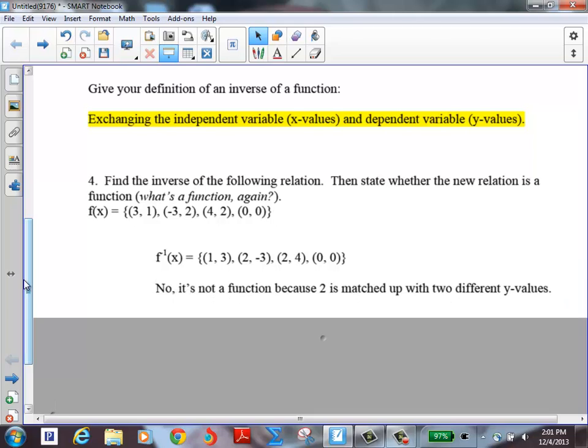Moving on, let's talk about whether or not it's a function. Well, I hope you said no. If you look, you see 2 is matched up with -3 and 2 is matched up with 4. So in this case, the inverse is not a function.